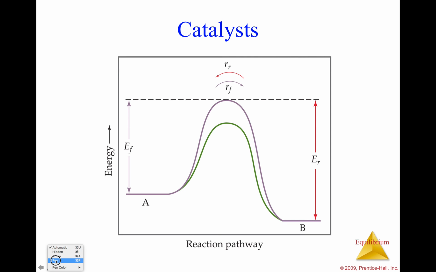Which is the faster pathway? Well, the one with the smallest activation energy. Remember, your activation energy for the green would be from where you start to the top of the hill. For the purple, where you start to the top of that hill. So the smaller activation energy is the green path. That's our catalyzed pathway. You can see that by adding a catalyst, you increase the rate of both the forward and the reverse reaction. Catalysts do not shift the position of equilibrium. They just allow you to reach equilibrium more quickly.